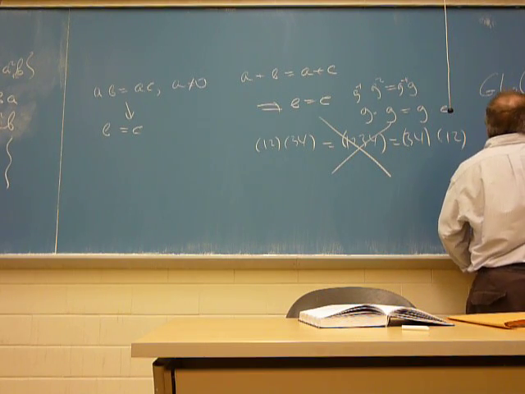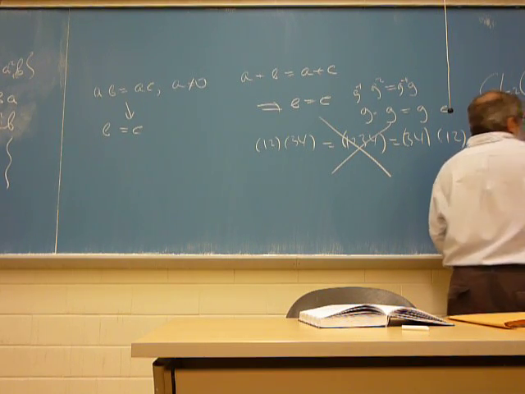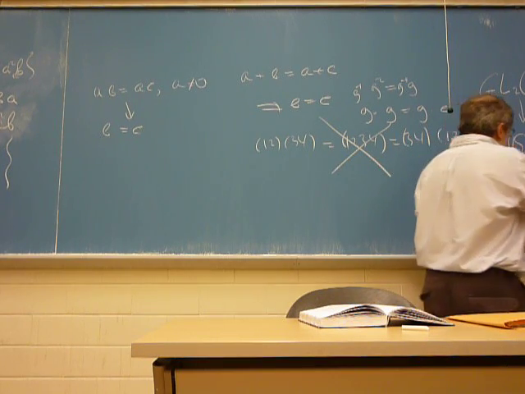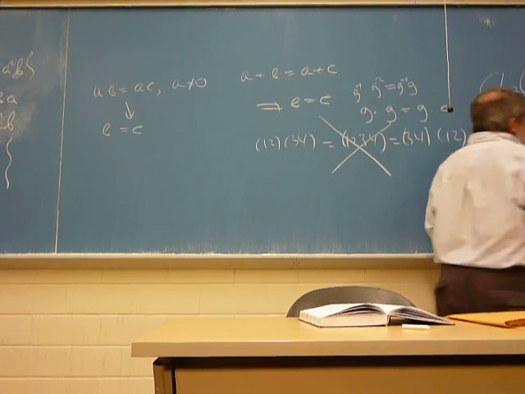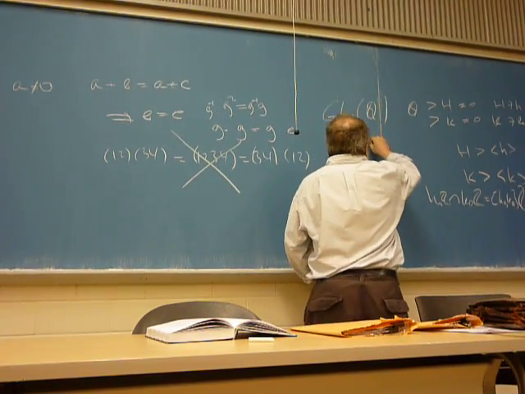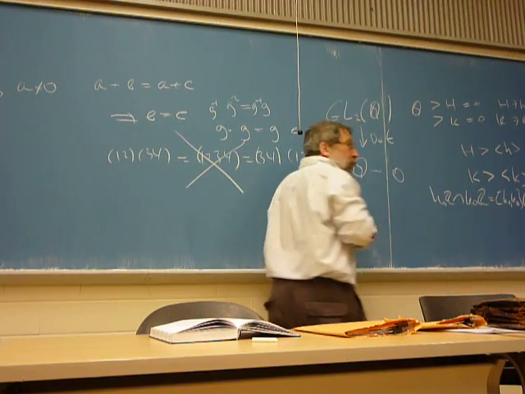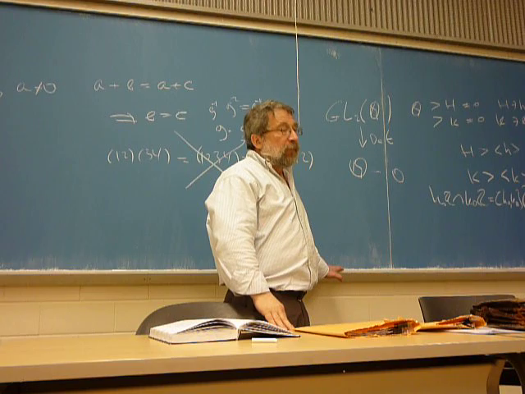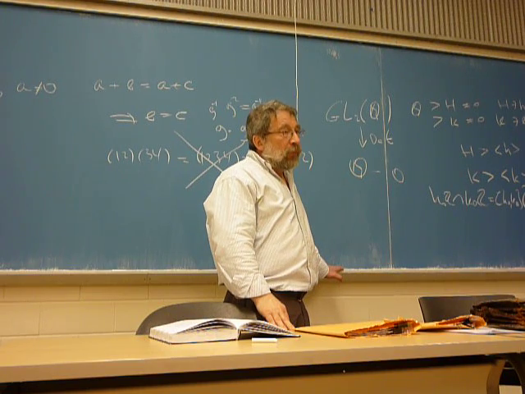Then there was a mapping to Q minus 0. And this mapping, we know what it is. I suspect that it is the determinant. So what's the question? It says prove that it's onto but not 1-to-1.